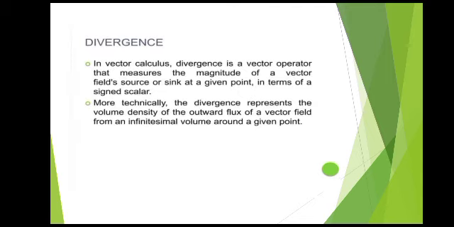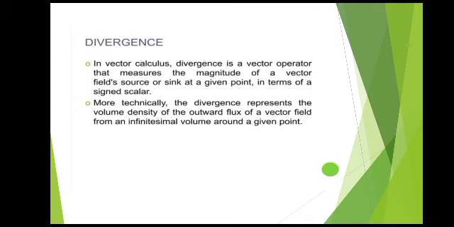Now, the next thing is divergence. In vector calculus, divergence is a vector operator that measures the magnitude of a vector field's source or sink at a given point in terms of a signed scalar. More technically, the divergence represents the volume density of the outward flux of a vector field from an infinitesimal volume around a given point.